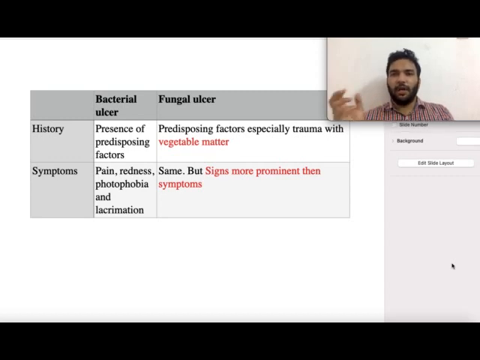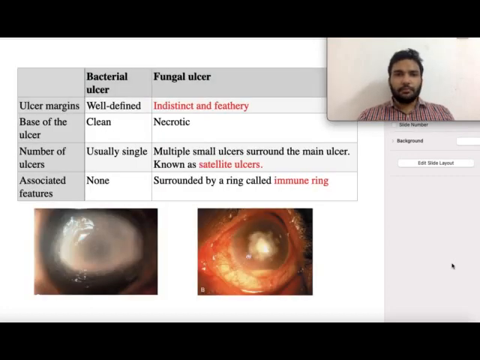So the history will be like, a farmer went into his field and suddenly he got this disease. That is fungal corneal ulcer, vegetable matter. And both will have the same symptoms: blepharospasm, photophobia, lacrimation, all these things. But fungal corneal ulcer will have more signs than symptoms. The bacterial ulcer is well defined, clean, usually single, and there will be no associated feature. Whereas fungal corneal ulcer will have indistinct feathery margins and a necrotic base, multiple ulcers, which are satellite ulcers, and it is surrounded by an immune ring.